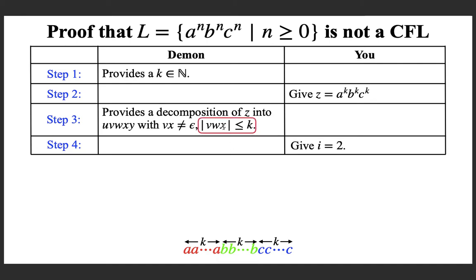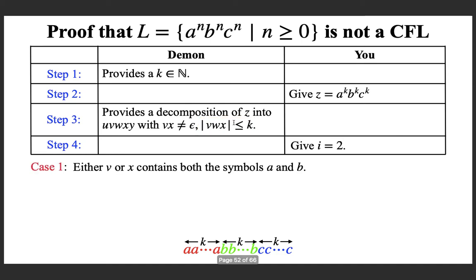Note that the length of the string vwx must be less than or equal to k, which guarantees that you cannot have only A's in v, and when you are having A's in v, you cannot have C's in x. That is what this gives you, but you may not need that in this case.